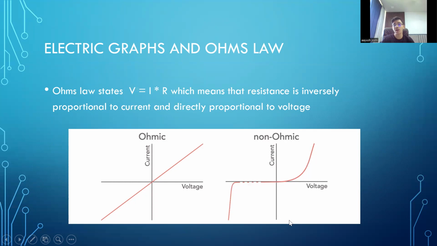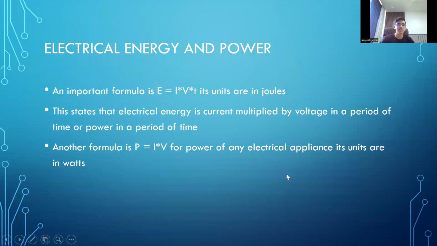It's kind of like a logarithmic graph. So you need to remember how the ohmic and non-ohmic resistor behaves.